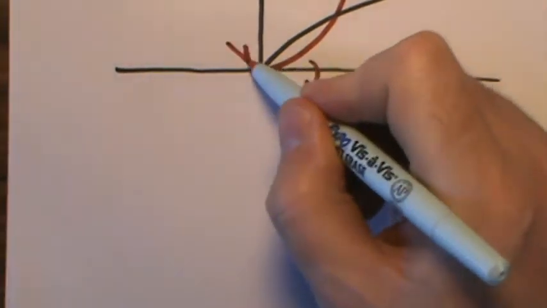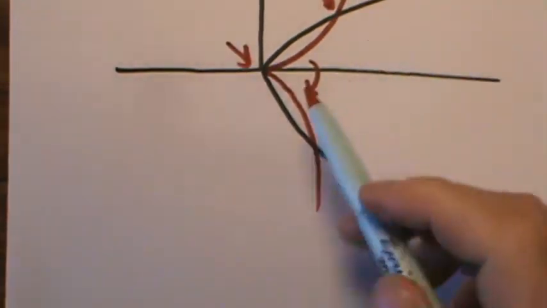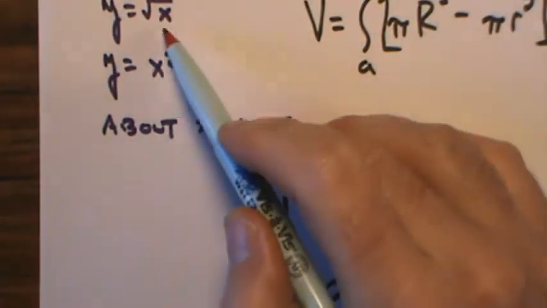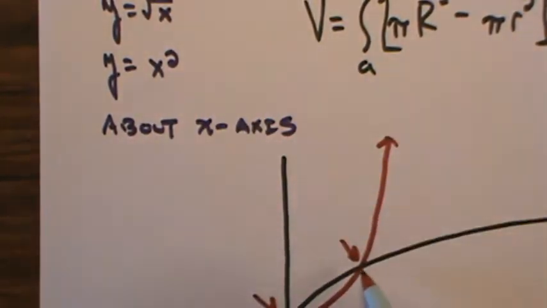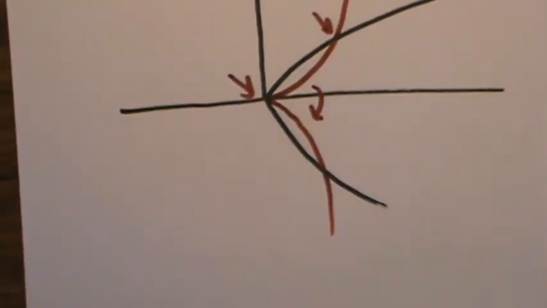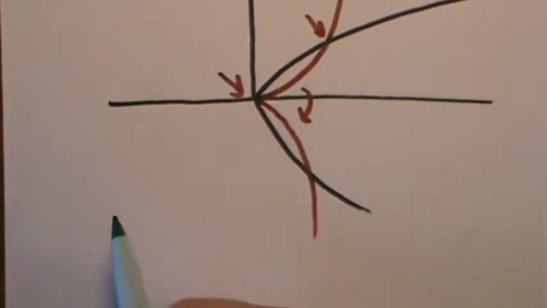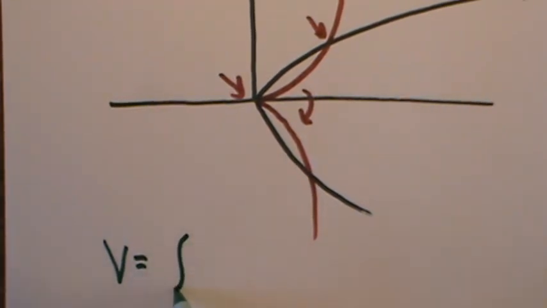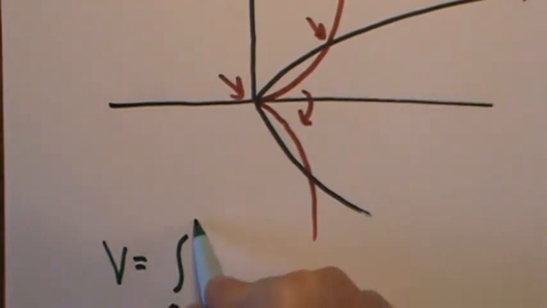I need to find where these two things intersect. I happen to know this, that the square root of 1 is 1 and 1 squared is 1. So this must be at x equals 1 and this is x equals 0. So I have my boundaries. I can say my volume will equal the integral from 0 to 1 of pi.